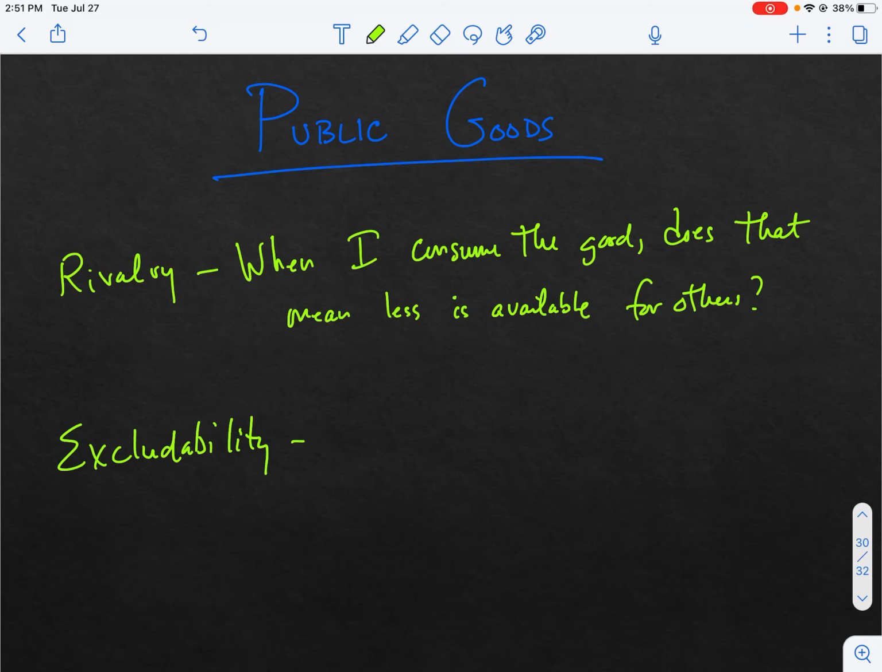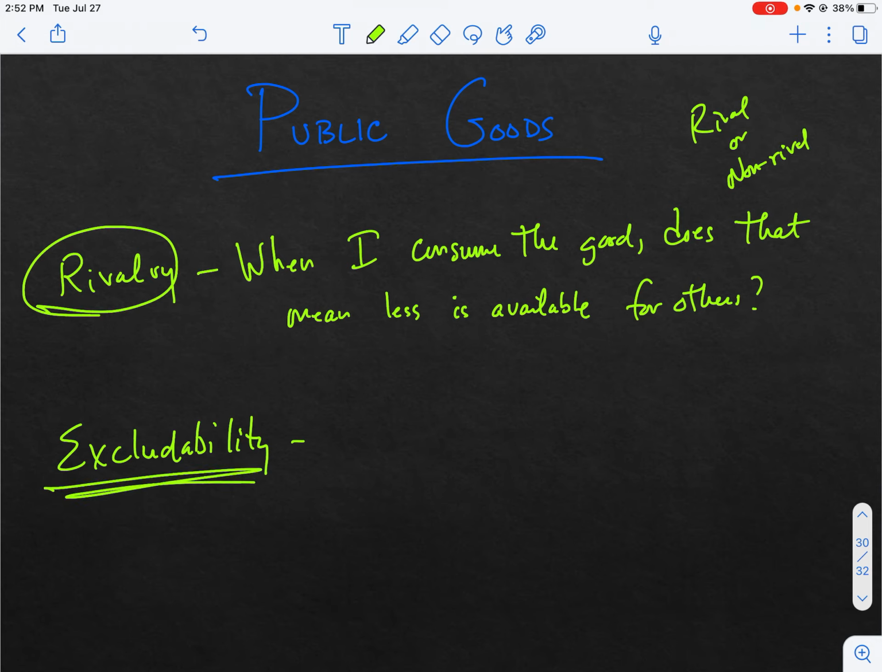So when I eat a candy bar, that's rival, because when I eat the candy bar, it's gone and it's not available for someone else. If I'm stargazing and I look up and try to identify the Little Dipper, or some other constellation, stargazing is non-rival, right? My looking up and enjoying the nighttime sky does not make the nighttime sky any less available for others. Eating a candy bar, rival. Stargazing, non-rival. And so that's the question of rivalry: is it rival or non-rival?